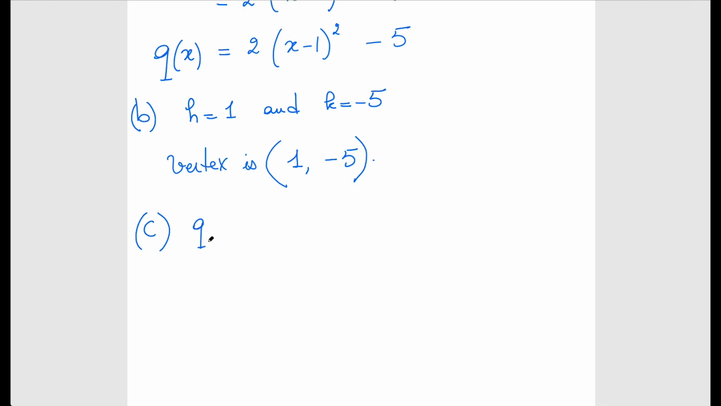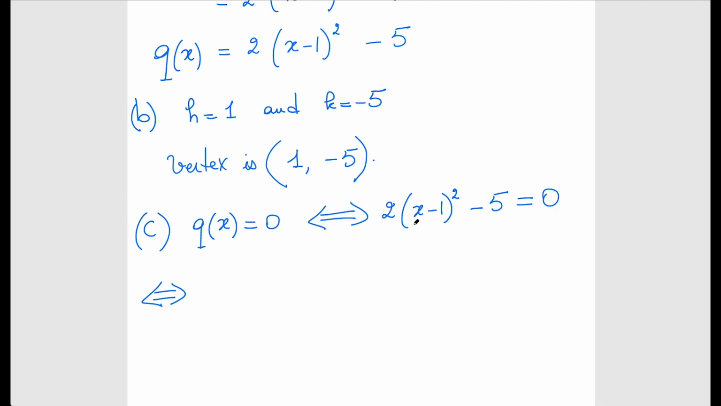So I'm going to have q of x equals 0. That's equivalent to saying 2 times x minus 1 squared minus 5 is equal to 0, right? Q of x equals 0. So I'm looking for x so that q of x is 0. This is how I find the x-intercepts.